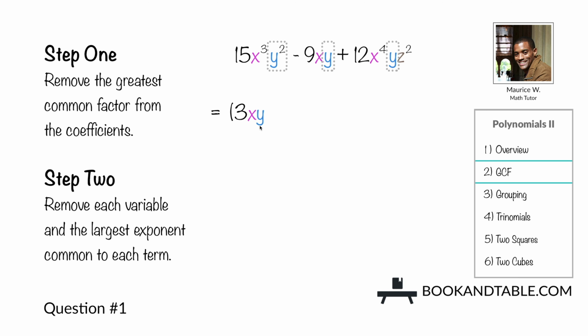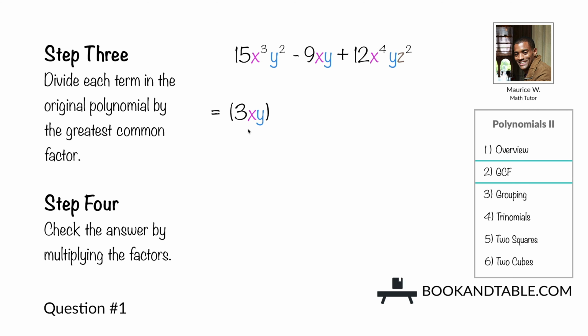And for our third variable, z, we only have z in one term. So since it cannot be removed from all three terms, it is not a part of the greatest common factor. So the greatest common factor for this polynomial is 3xy.